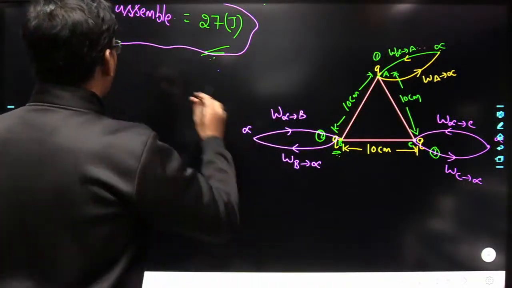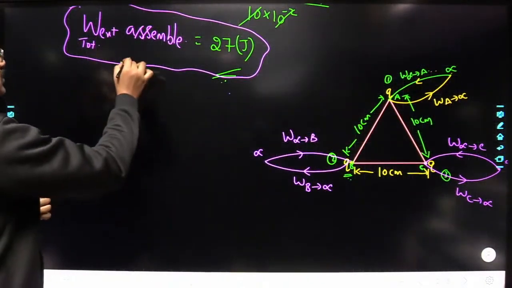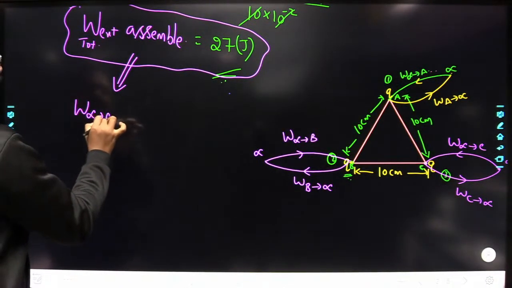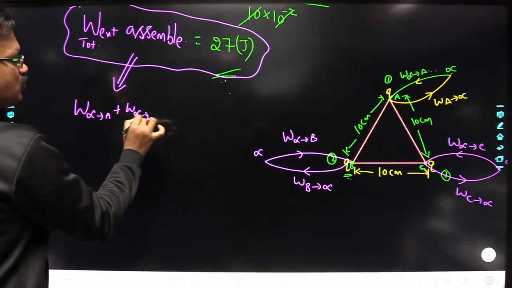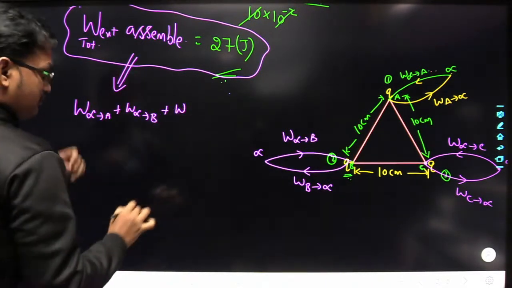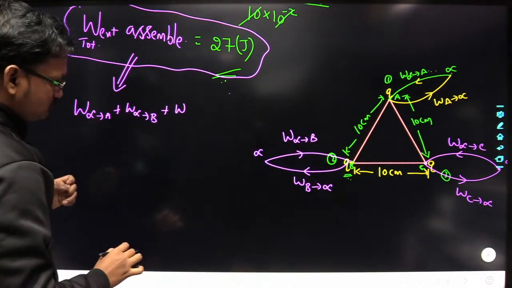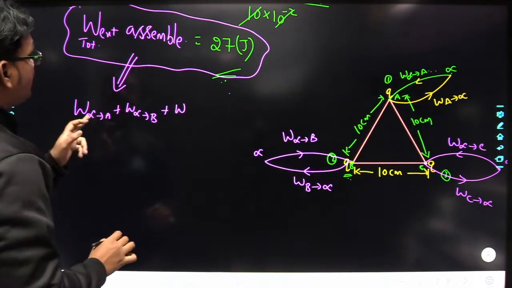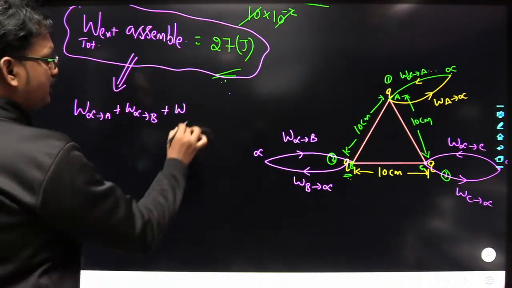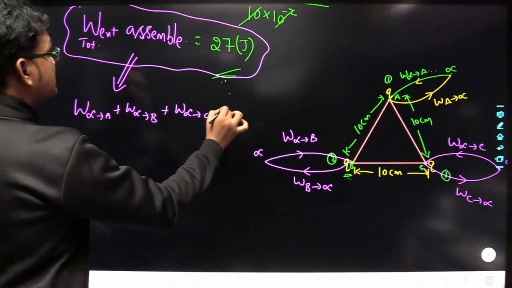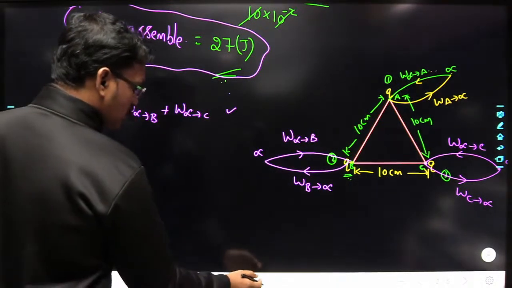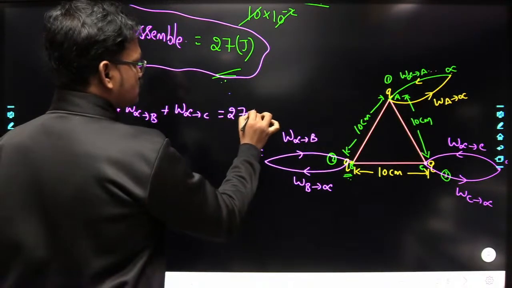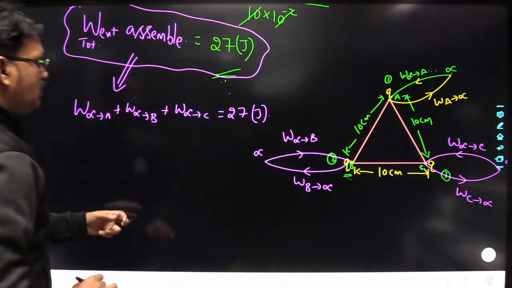Yes or no? So work done to assemble the charges is nothing but work done from infinity to A plus work done from infinity to B plus work done from infinity to C. Yes or no? So this is what we got, as what here? This is what we got as 27 joules. Understood? But what are they asking?